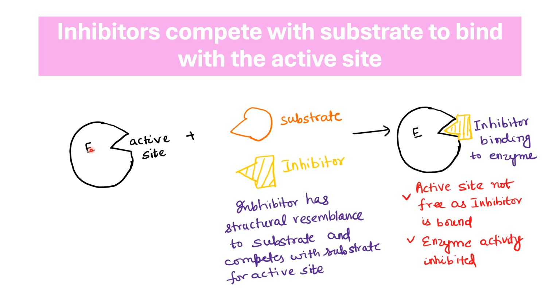So this is the enzyme. This is its active site. See, we have the substrate and the inhibitor. This is a typical example of your competitive inhibition. So the structure of the substrate and the inhibitor closely resemble each other with respect to the active site.